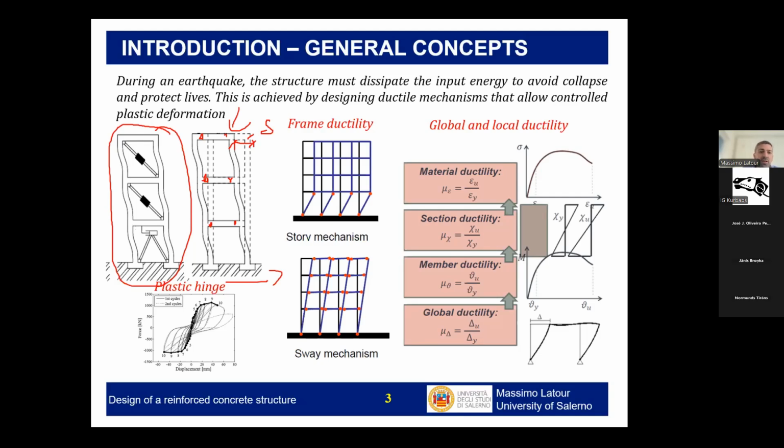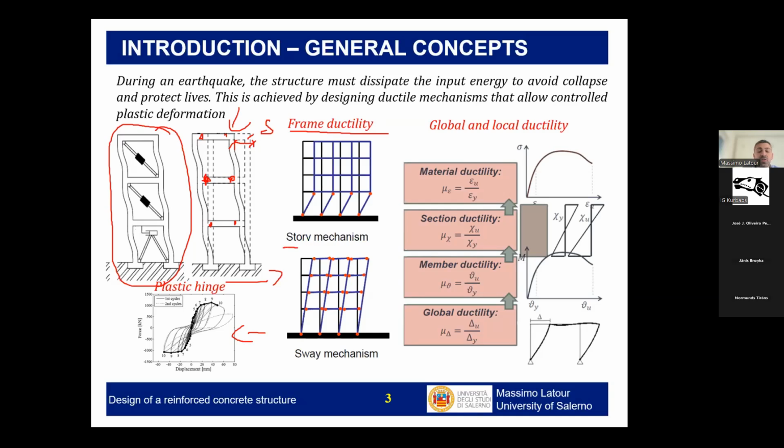This large ductility will be possible only if this plastic region will be able to rotate. So this, for example, could be the moment rotation or force displacement diagram of a plastic hinge. The frame ductility, so the global ductility, depends strongly on the failure mode, so on the capacity of the structure, and this depends on how we are designing the structure, to redistribute the actions and to have a certain level of redundancy, so to form, possibly, a larger number of plastic hinges.